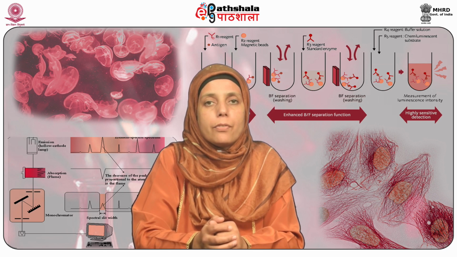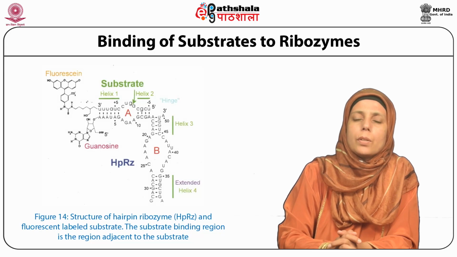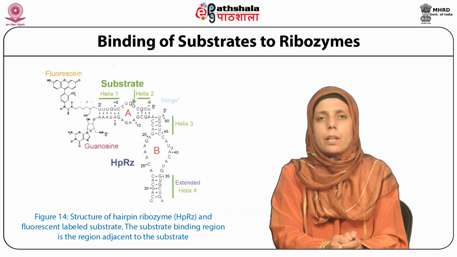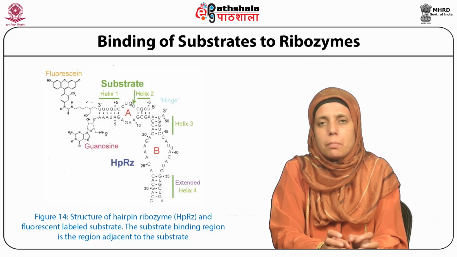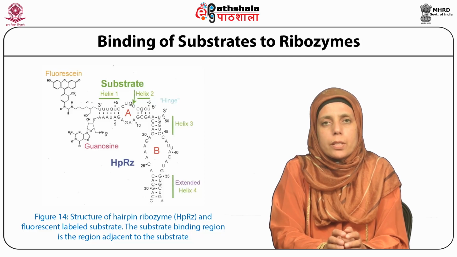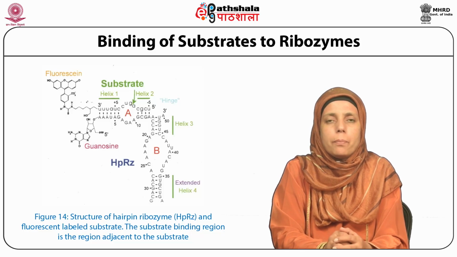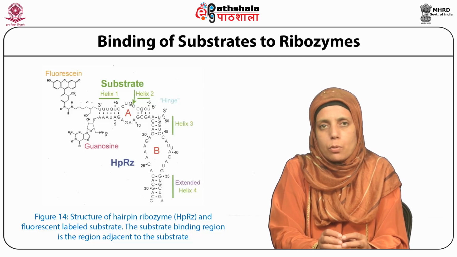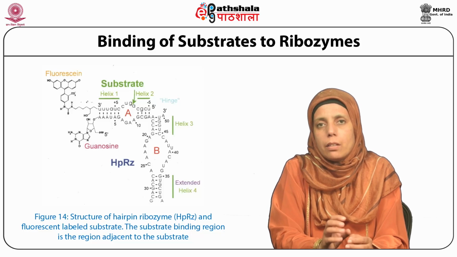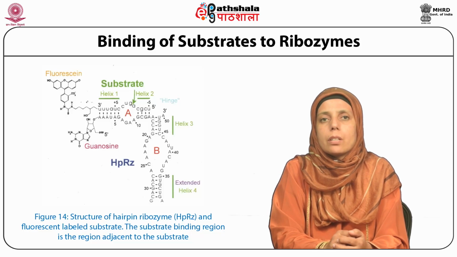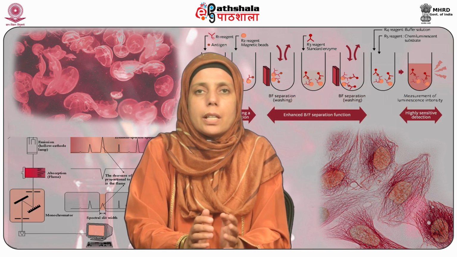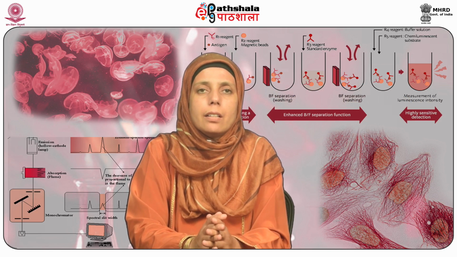The substrate contained a fluorescein residue covalently linked to the 3' end. Here you can see the structure of the hairpin ribozyme, which has folded and formed a double strand by base pairing, and we can also see the fluorescein attached to the 3' side of the substrate and the guanosine attached to the 5' end of the chain. The substrate binding region is the region adjacent to the substrate. The hairpin ribozyme contains a guanosine residue at the 5' end.